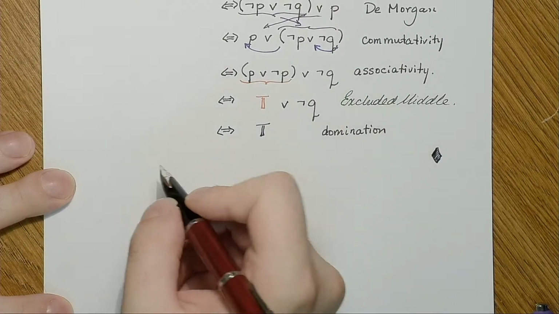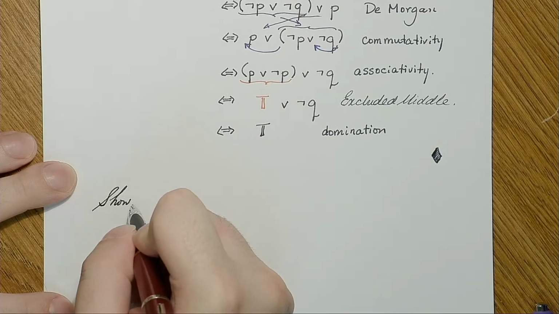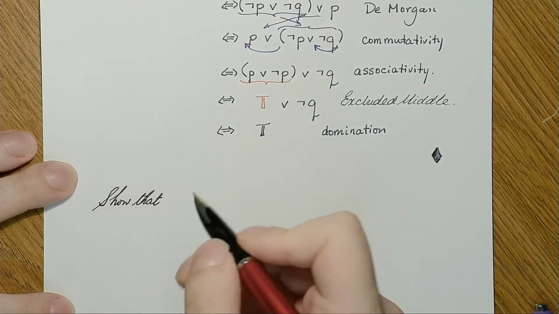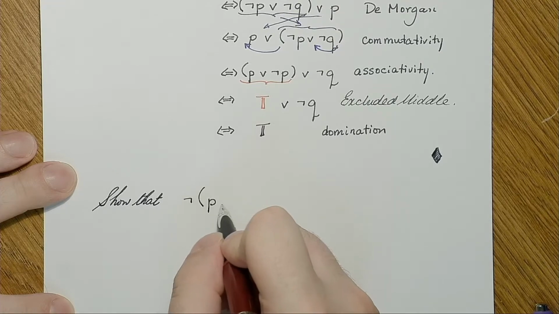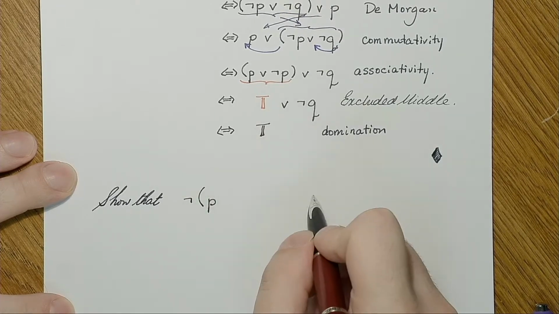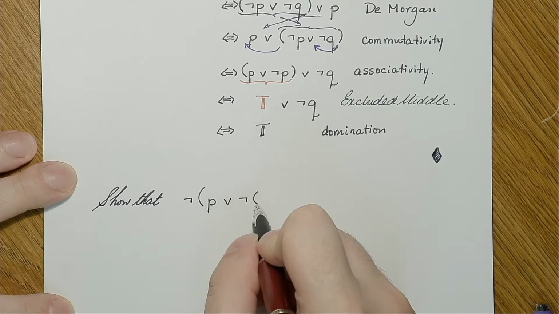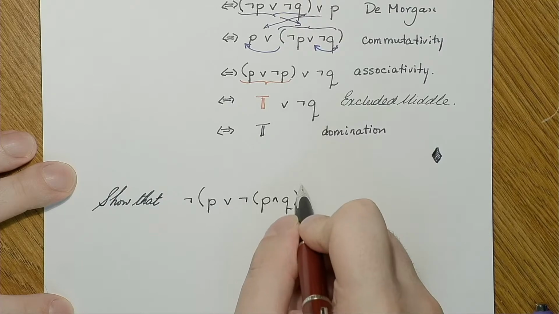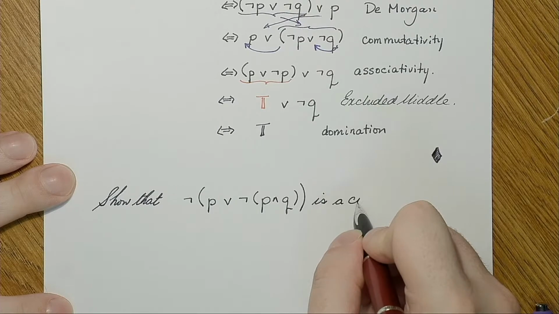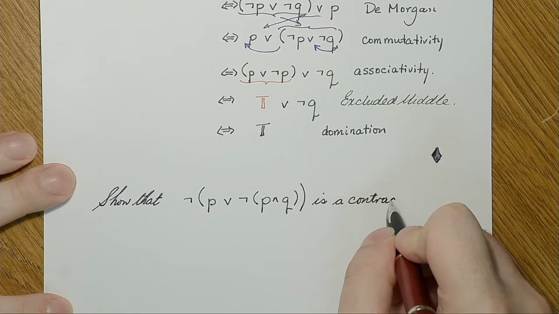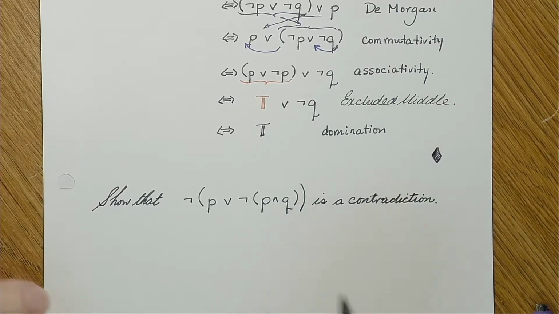In the next one, let's show that the negation of all of what's going to be inside this bracket here, the negation of P or not P and Q, is a contradiction.